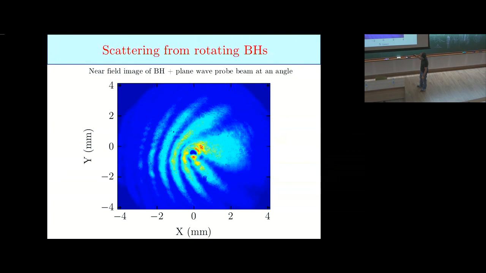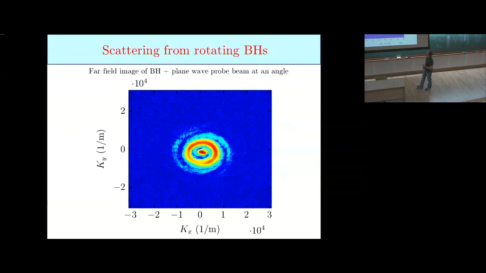And here I can see these. You see here it's relatively smooth, but here there are bumps. And we believe that that is the first evidence of this scattering from the rotating black hole. Okay? And what we're working on now is how to actually analyze this data and prove that you have black hole superradiance. Okay? This is the far field picture. I'm looking at the k vectors. This ring here is my black hole. This here is the plane wave that I'm sending in.